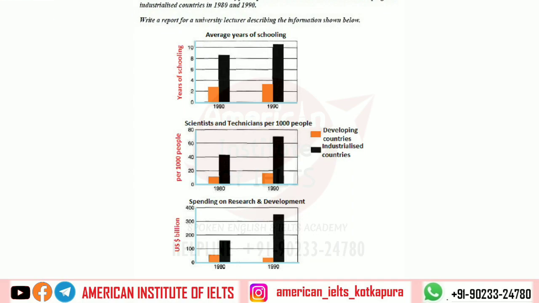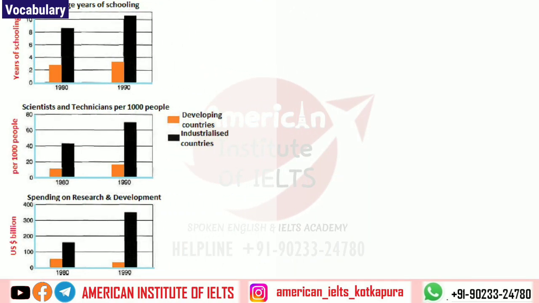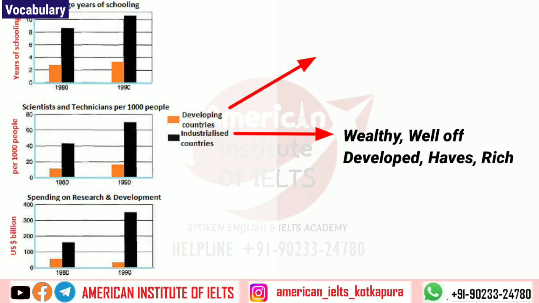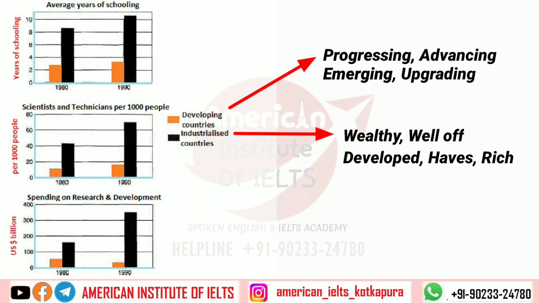So now let us have some vocabulary for writing our task. We can use different words: for industrialized we can use wealthy, well off, developed, haves or rich. These are all synonyms. For developing countries we can use progressing, advancing, emerging or upgrading. And for countries we can use another word, nations.